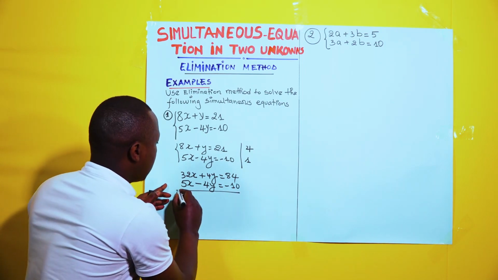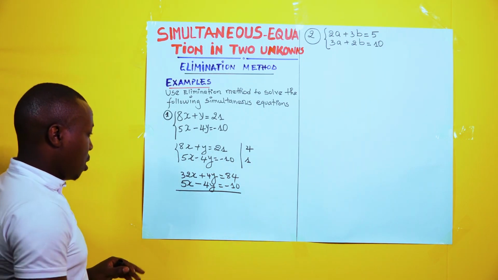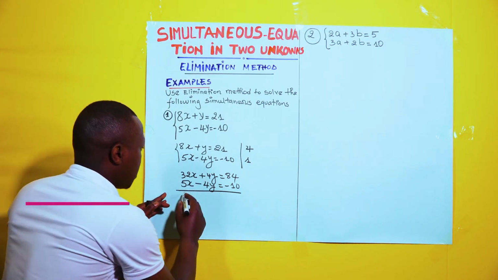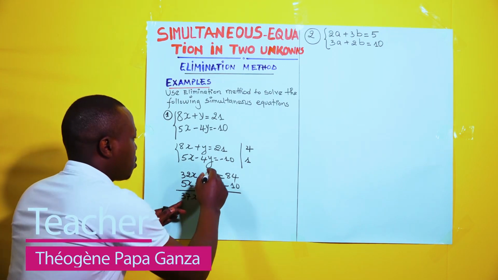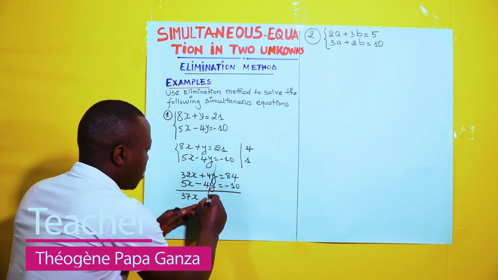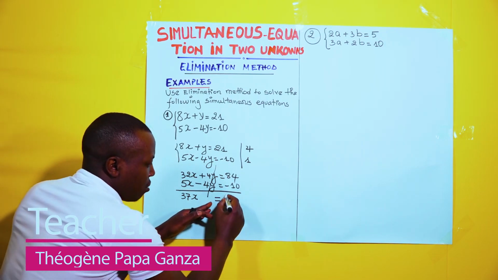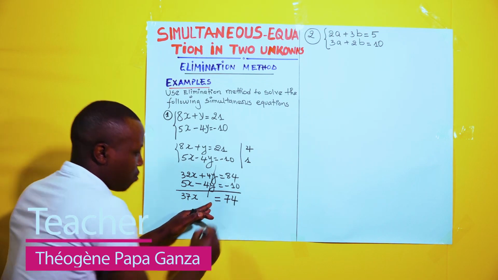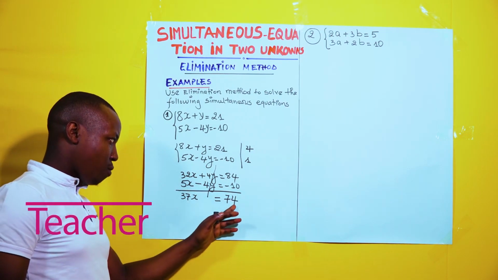So when we add the first equation to the second, this will give us what? This will give us 37x. And the y terms will cancel each other. So what shall we remain with, class? We shall remain with 74. So 37x equals 74.